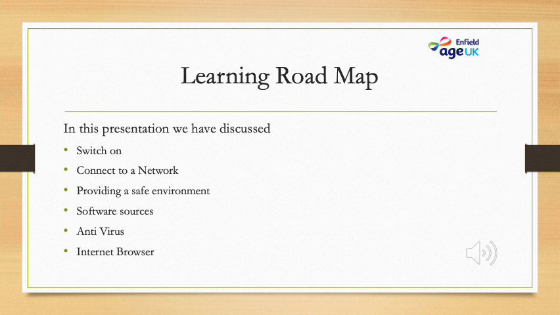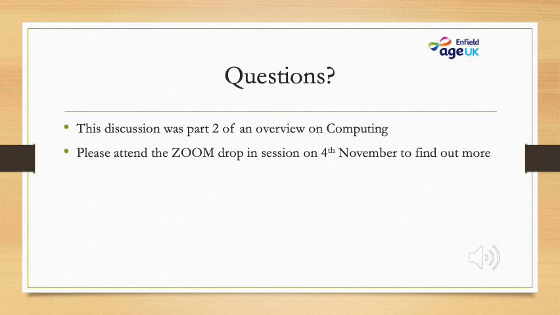So in this presentation, we've discussed switching on, connecting to a network, providing a safe environment, software sources, antivirus, and a brief outline of the Internet browser. So this discussion was part 2 of an overview in computing.